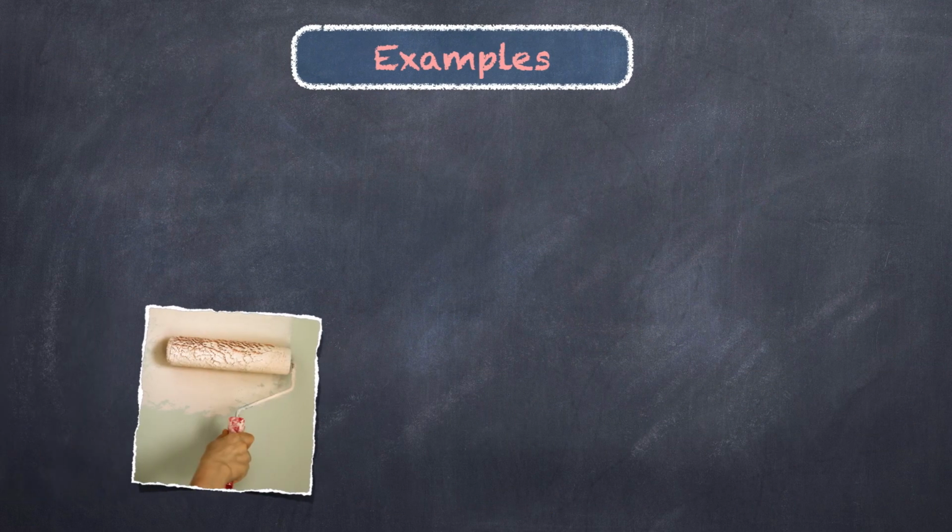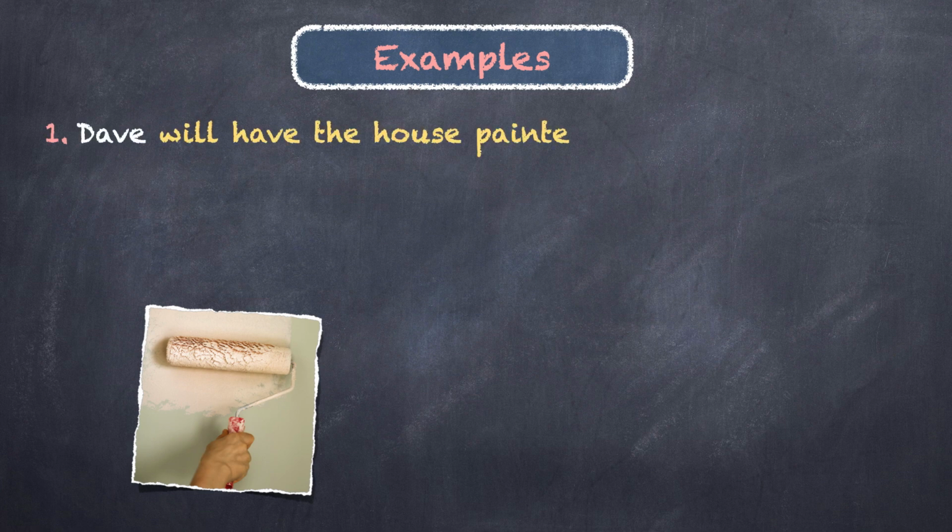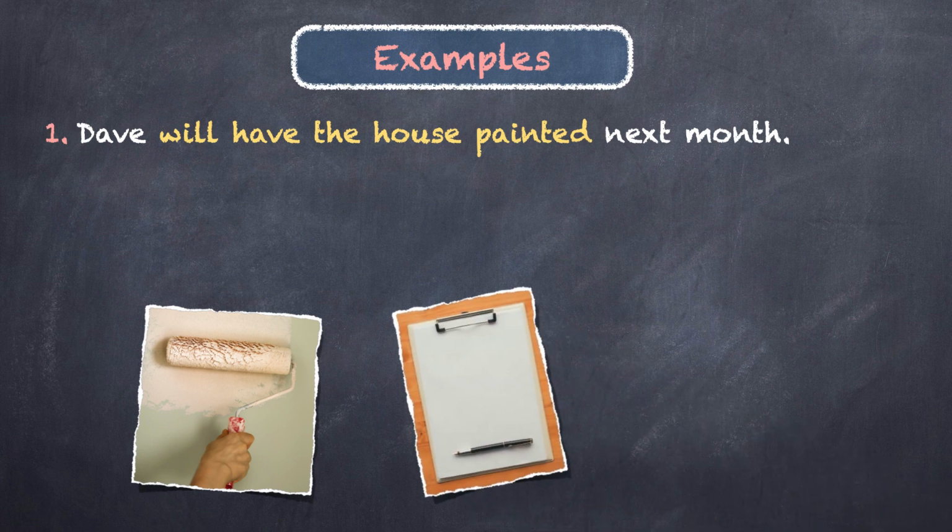Look please at this picture. Now look, Dave will have the house painted next month. Now as you can see, because the sentence is in the future, next month, will is used. The same rule but with will. Dave will have the house painted next month.